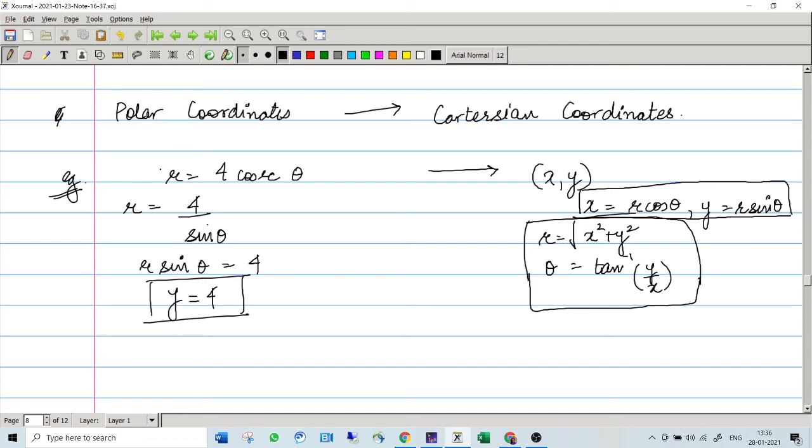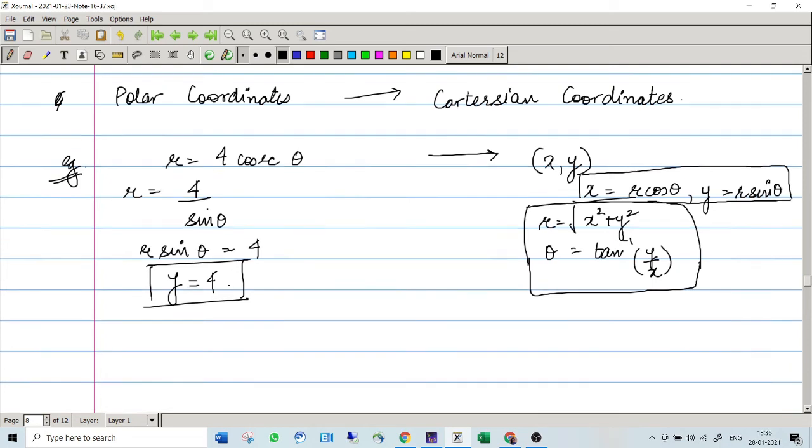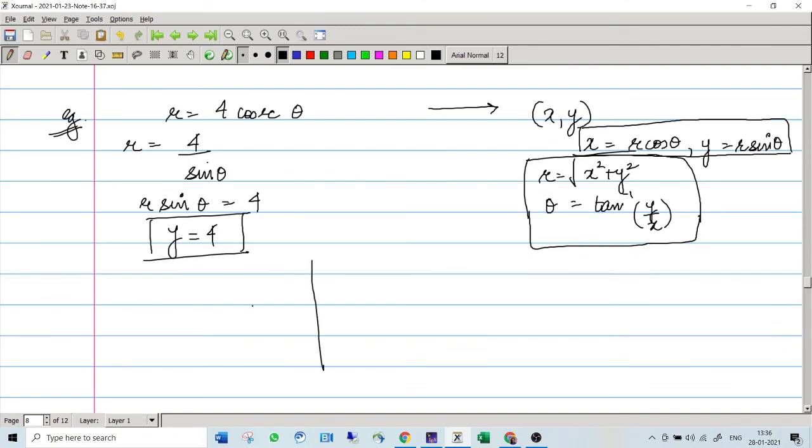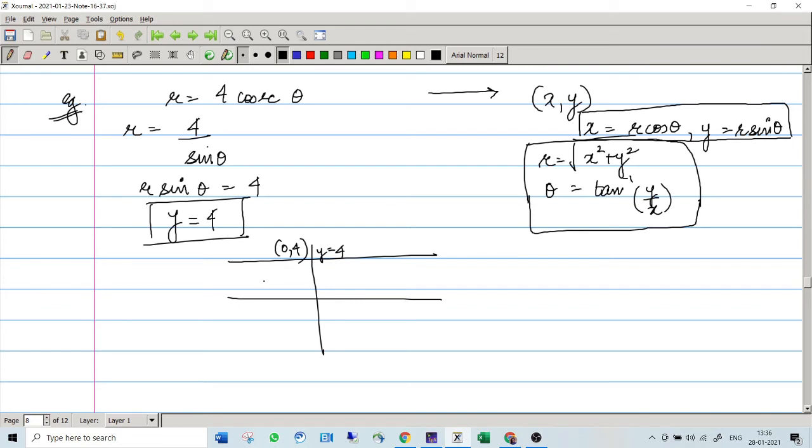So you have this thing, r is equal to 4 cosecant theta, represents a line which is y equal to 4. Means it is a line which is parallel to the x-axis and at y equal to 4 units. So that's how you have taken the polar form of an equation to the Cartesian form of an equation. And yes, we have seen that the graph looks like a line which is parallel to the x-axis and passes through the point (0, 4). Right, so that is simple in terms of Cartesian coordinates.